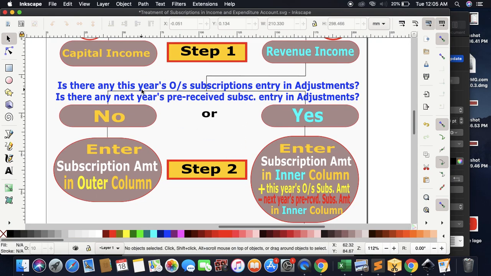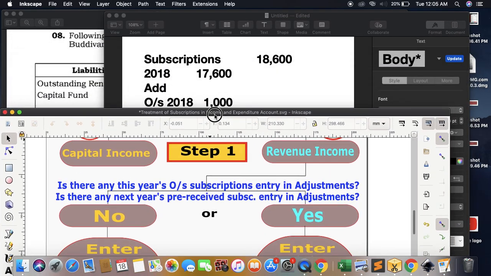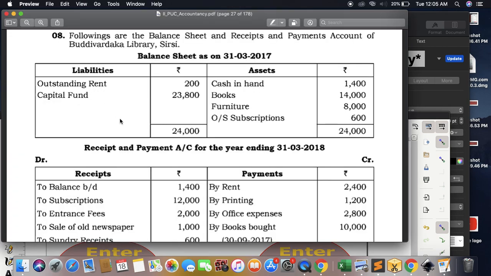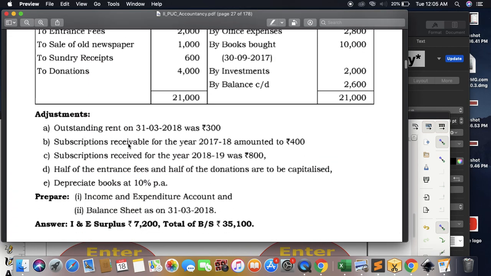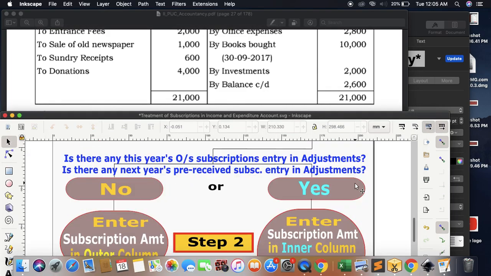So you need to check if there is an outstanding subscription entry in adjustments, so that you need to add it. Enter the subscription amount in the inner column. This is given on the receipt side, plus this year's outstanding. Is there any pre-received subscription entry in the adjustments? As you can see over here, there is pre-received. This is outstanding, this is pre-received, so that you need to minus it.